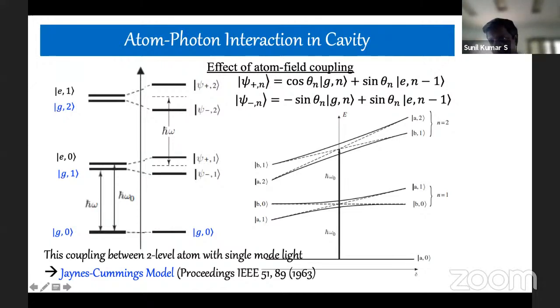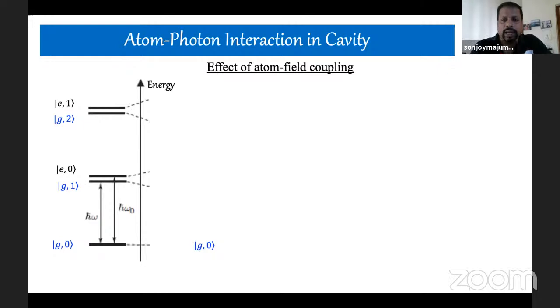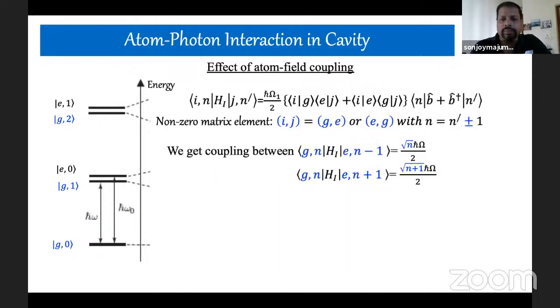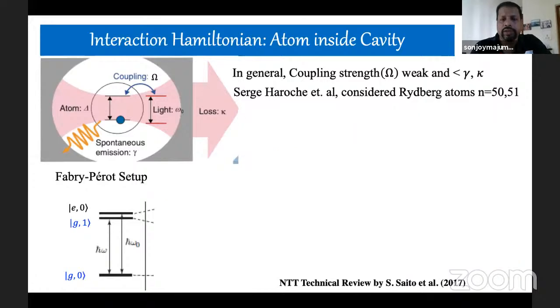Please send your questions in the chat box. There is a question from David Joseph: please explain the significance of the Rabi frequency. Let me go back to that slide, where I have discussed the Rabi frequency.